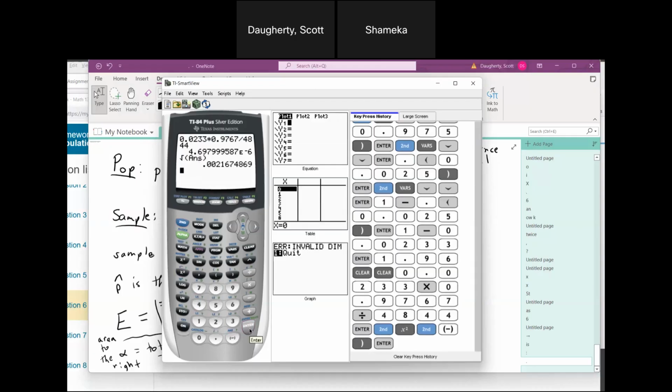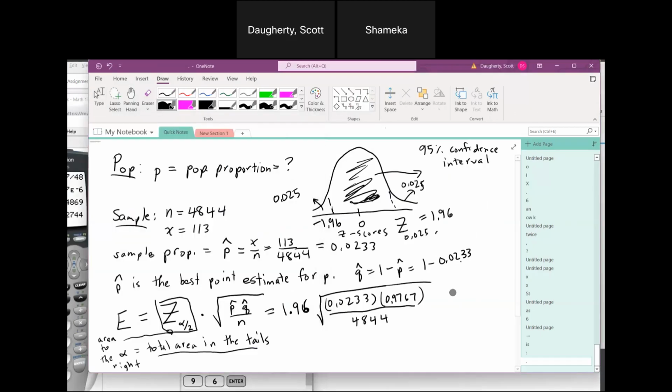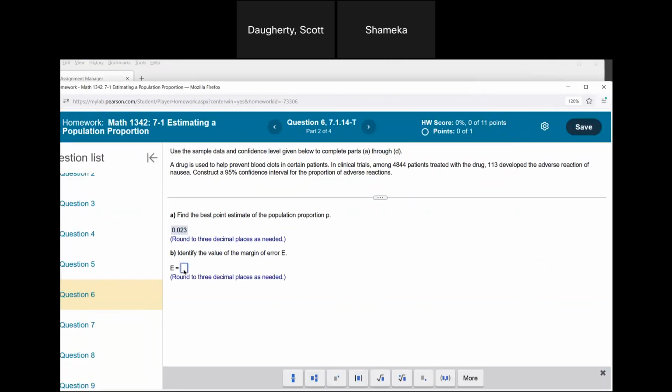And so if you take the square root of that number, you get 0.02167, right? And then we've got to multiply that by the 1.96. Okay, and so the margin of error is 0.004. Okay, let me go ahead and put that in to make sure we've got it correct. I did round off a bit, so maybe there's a rounding problem.